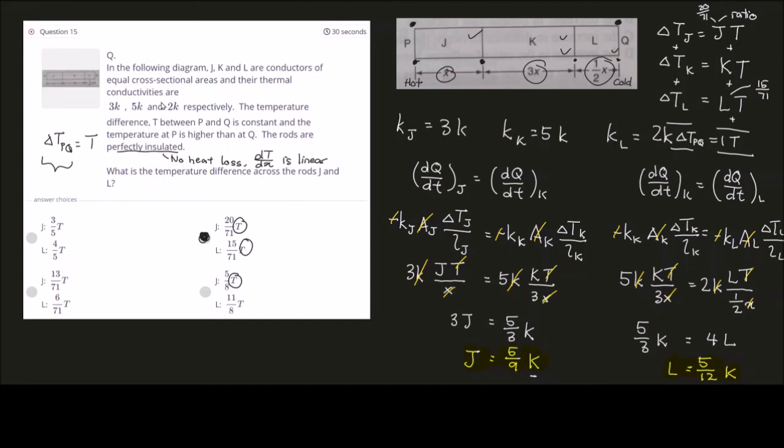It's a very long-winded way of doing this. I am confident that there's a simpler way to solve this, just that I didn't have time to think through how to solve it more simply. Okay, but that's it for question 15.